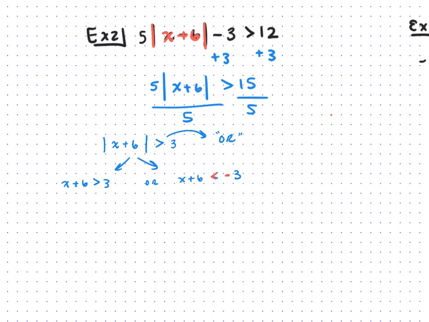So let's keep solving this. So x could be greater than negative 3, or x could be less than negative 9. Now I'm going to draw this on a number line. So x being greater than negative 3, open circle at negative 3 to infinity, or x being less than negative 9 would be from negative infinity to negative 9.